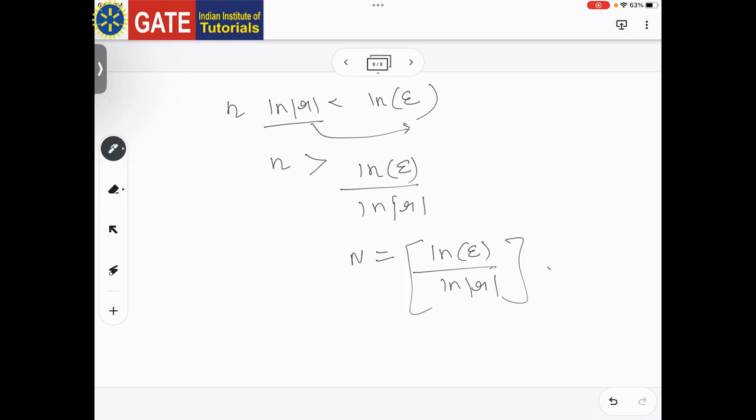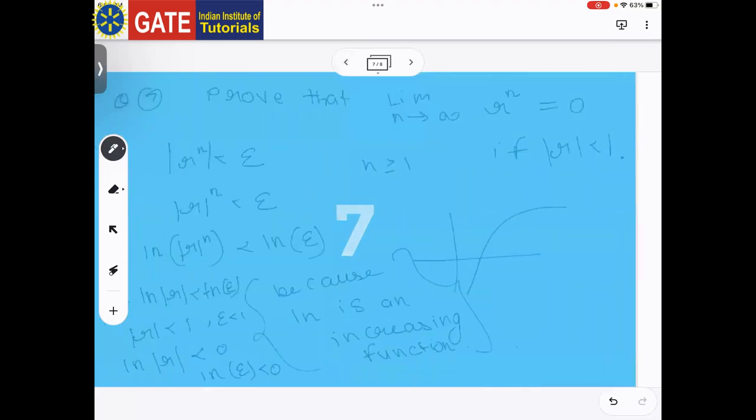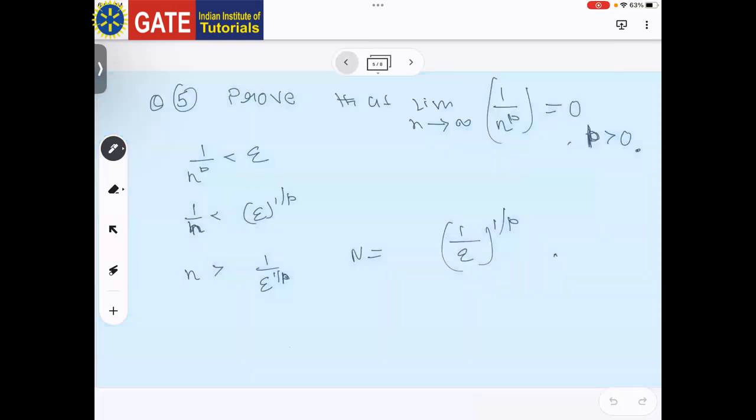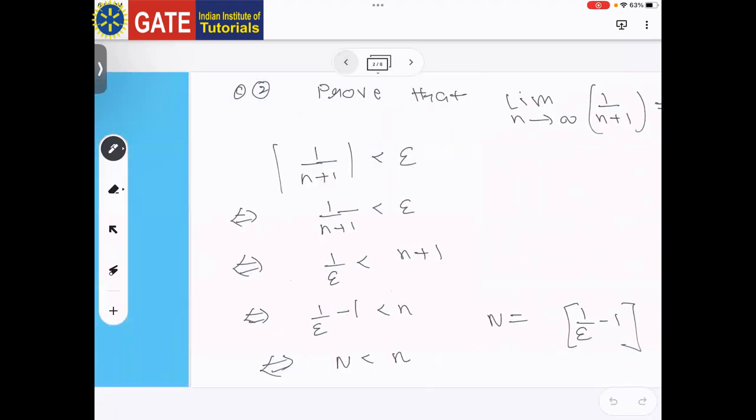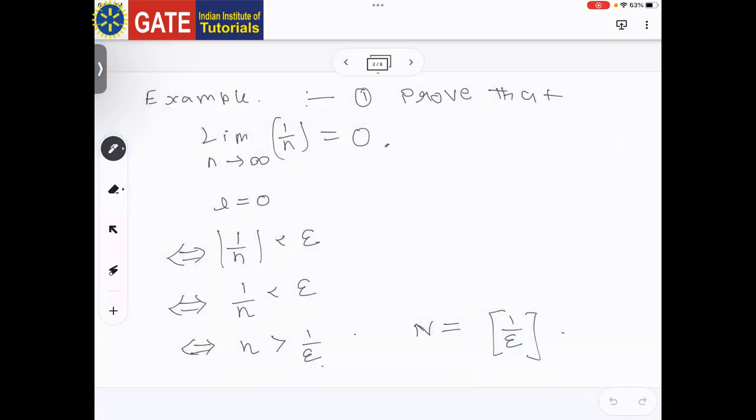No, there is a correction here. Please correct it. They are saying n has to be greater than 1 by epsilon. So 1 by epsilon is here and your 1 by epsilon greatest integer will be here. We need all those natural numbers which are greater than 1 by epsilon.